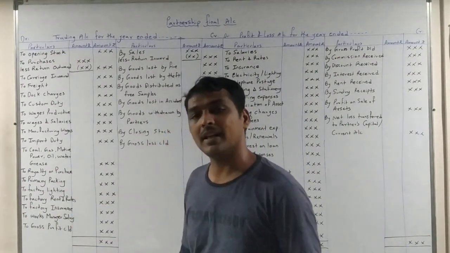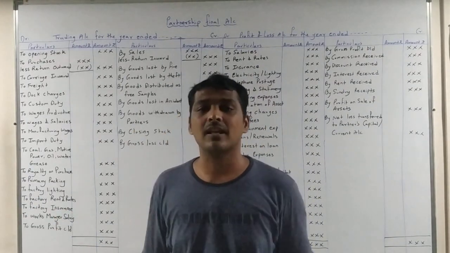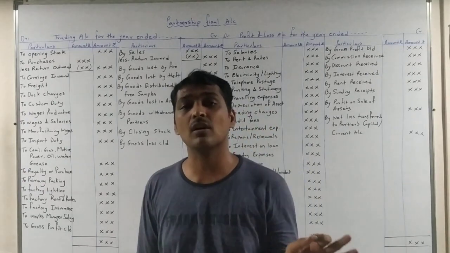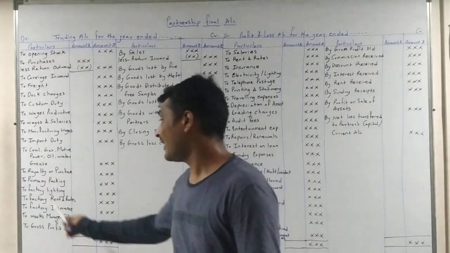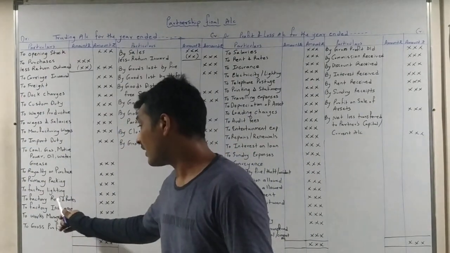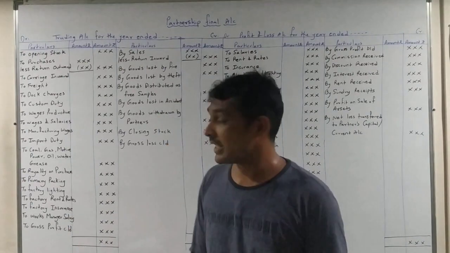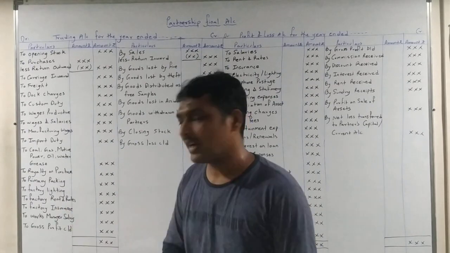Primary packing is related to the trading account. Factory lighting is related to the factory, so it will come under the trading account. Suppose they say there is office lighting, then it is related to the profit and loss account. Then factory rent and rates are also recorded under the debit side of the trading account. Then factory insurance, all factory expenditure is recorded under the trading account.